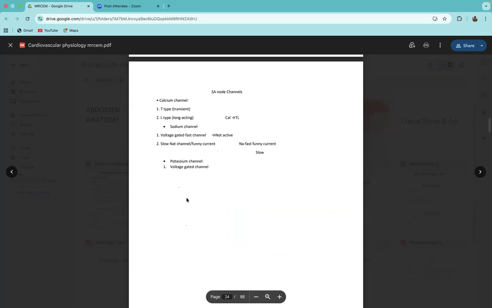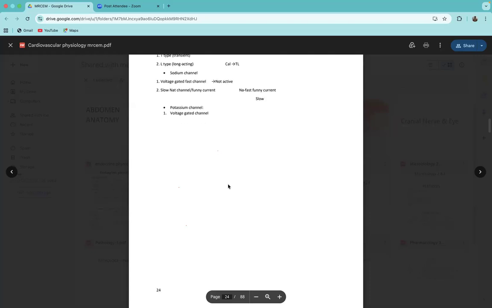Okay, so we have already known there are two types of calcium channel, the T type calcium channel and the L type calcium channel, and the sodium channel as well. The voltage gated sodium channel is basically not active, and the slow sodium channel, or funny sodium channel, is active, which is slow basically, and the potassium channel as well. So we have exactly known the locations of these three voltage gated channels that are present in the cardiac action potential.